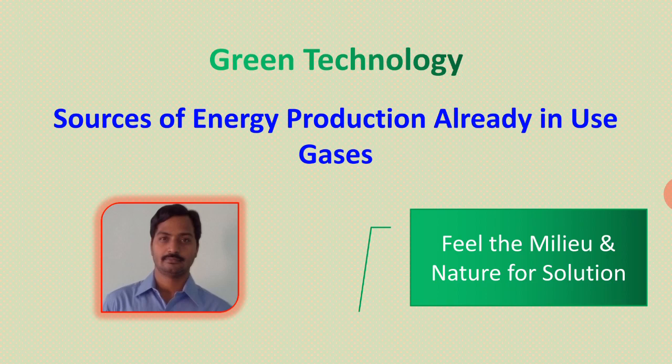In this video lecture, we are trying to see the sources of energy production already in use, of gases. As we know, green technology is always searching for less emission fuels and nature-friendly fuels. It is searching for where the triggering points for carbon emissions or greenhouse gases come from, and then searching for alternatives. So in this stage, we are trying to find what gases are available and how we can get them to the proper position.